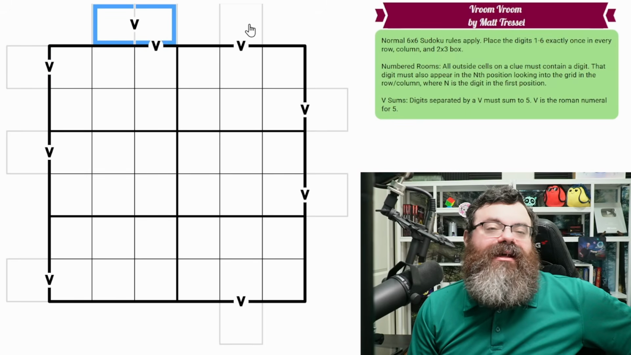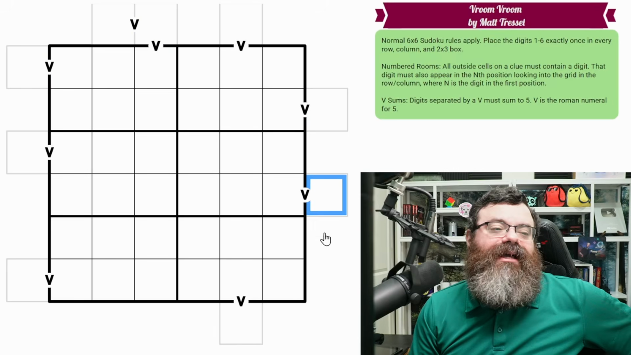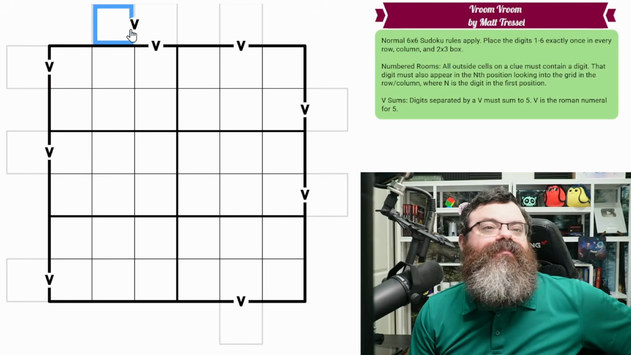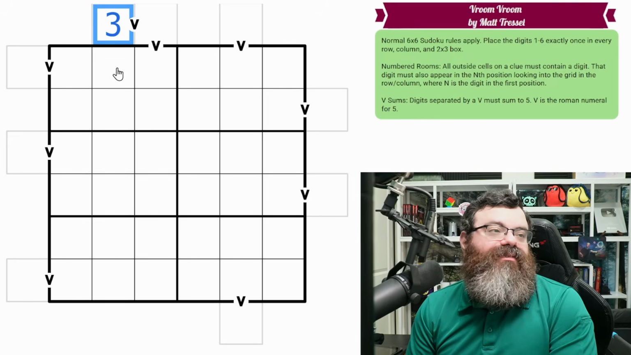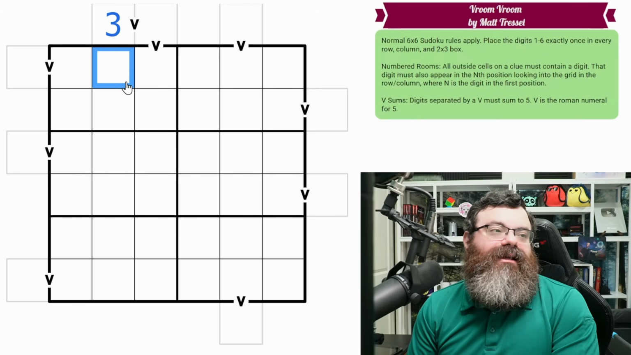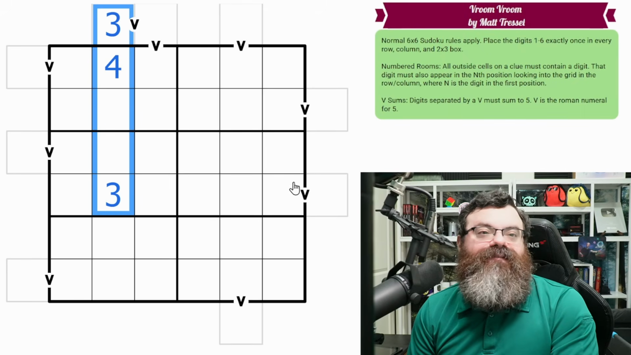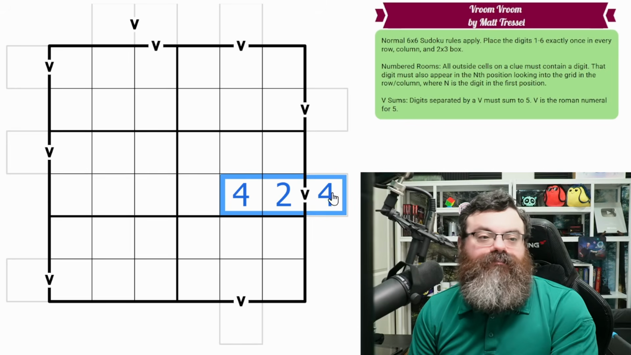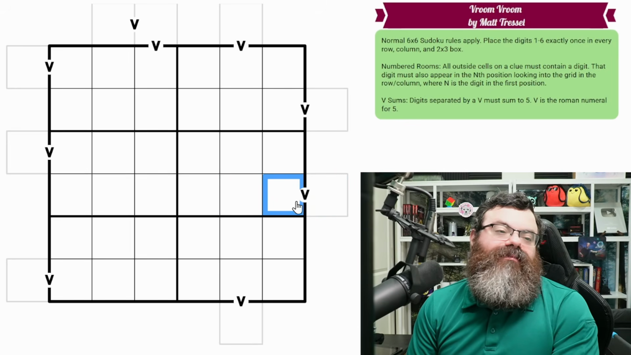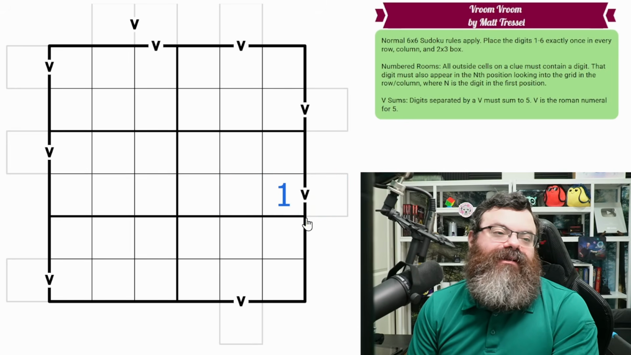All outside cells on a clue must contain a digit, and those are also outlined. So we must put a digit in every single one of these clues. That digit must also appear in the nth position looking into the grid in the row or column where n is the digit in the first position. So if this was a 3 and this was a 4, then we would count 1, 2, 3, 4, and we put the 3 there. And so you're counting from the clue. So if this was, say, a 4, and this was a 2, we count 1, 2, and then we put a 4 there. So 1 is the first digit, is itself.